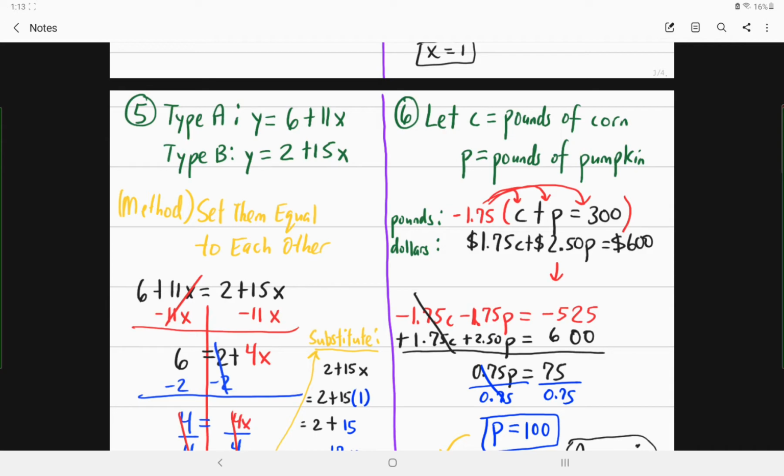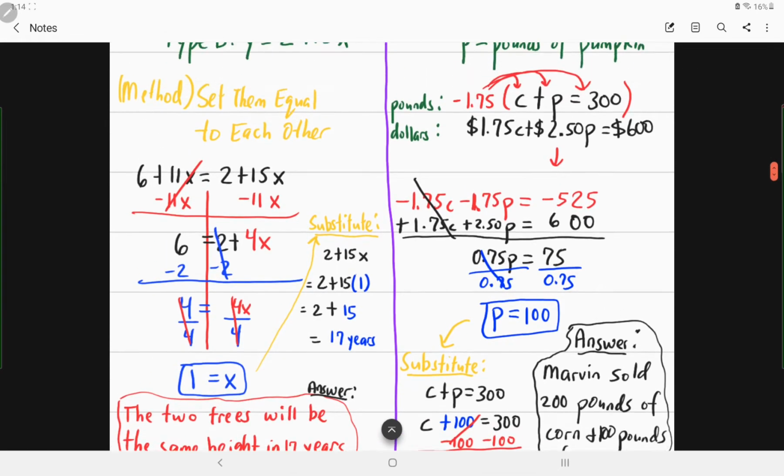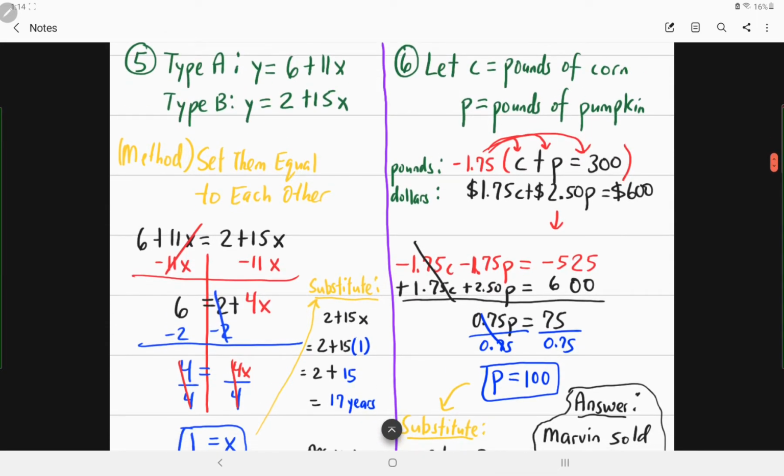Okay, so here we go. X is the number of years. It is equal to 1. And when we substitute, we get 17. So number 6, question 6.